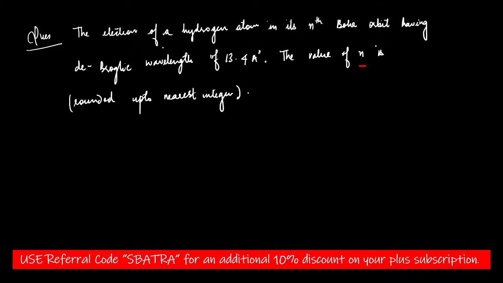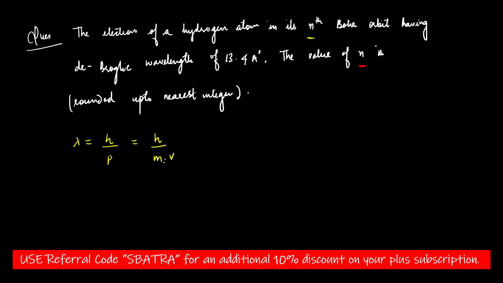What is given? The electron of a hydrogen atom in its 9th orbit, and you have to calculate the value of n. How can we calculate this value? See, what is the de Broglie wavelength? The de Broglie wavelength is lambda equals h by p, where h is Planck's constant and p is the linear momentum. So lambda equals h by p, which is h divided by mass into velocity. Linear momentum is mass into velocity.